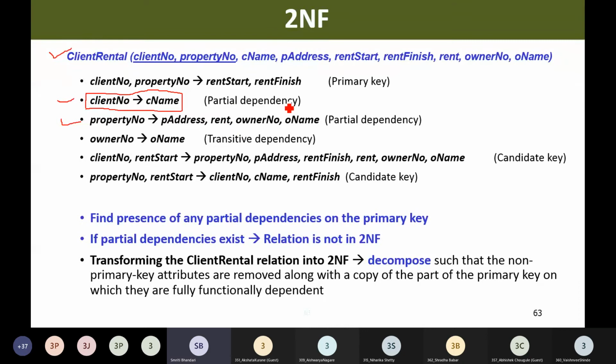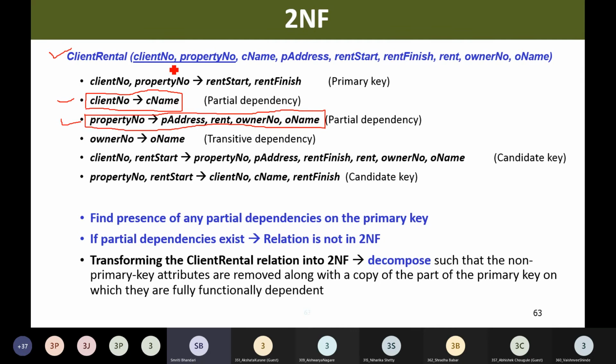Similarly, we are going to create one more table, as we are having two partial dependencies. For this partial dependency, we'll be having a separate table, right? So, decomposition of this relation, meaning we are going to split this table into multiple tables.